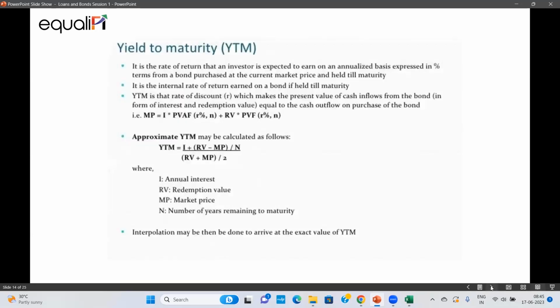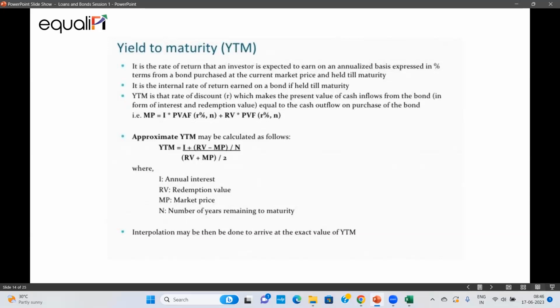This is the concept of yield to maturity. It is the rate of return that an investor is expected to earn on an annualized basis, expressed in percentage, on a bond purchased at the current market price. Look at the formula. I is the annual interest. If I am saying a coupon rate of 5%, that is my annual interest, right? Plus RV is the redemption value. MP is the market price. N is the number of years remaining to maturity. So this is the entire formula, right?